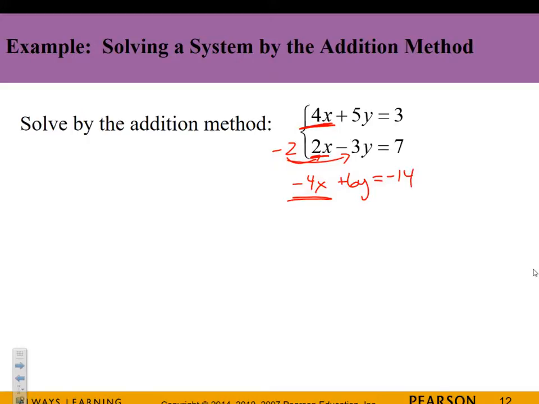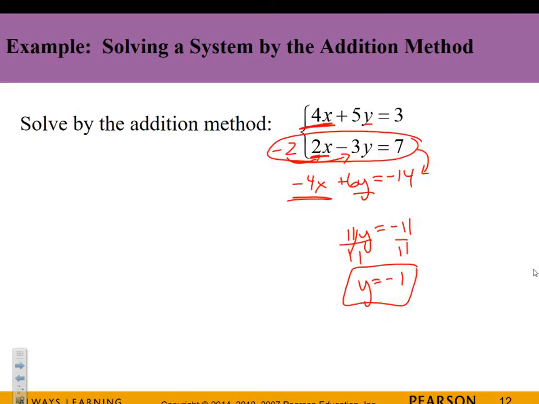Okay? So for this process, I'm not using the original anymore. I'm going to use an equivalent of it, which is 2 times smaller. Now I can add the 2. So 4x take away 4x is gone. Then I've got 5y and 6y gives me 11y. And then 3 plus a negative 14 will give me a negative 11. I'll just go ahead and finish by dividing both sides by 11. Therefore, y has to have a value of negative 1.